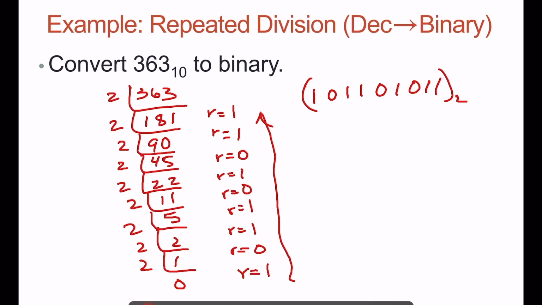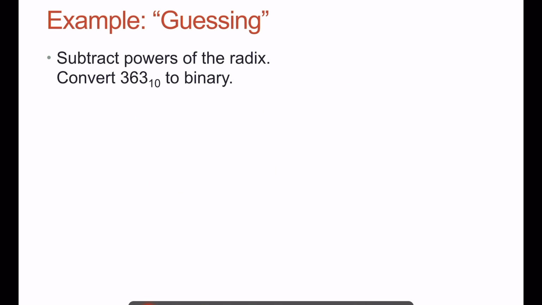I find that the guessing is easier for me, but you can be your own judge there. Now let's convert 363 base 10 to binary by guessing. So I could write over here my powers of 2. 2 to the 8th is 256. 2 to the 7th is 128, etc. I'm just going to keep them in my head, but you might want to write them down on your piece of paper.